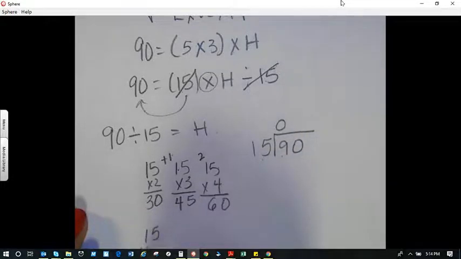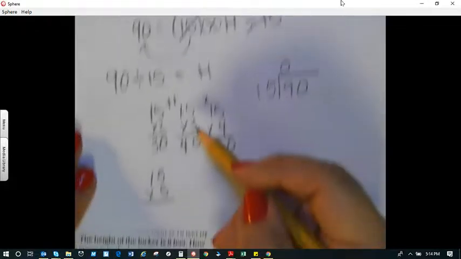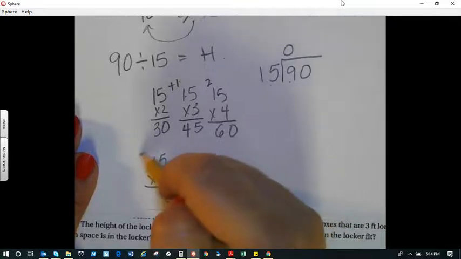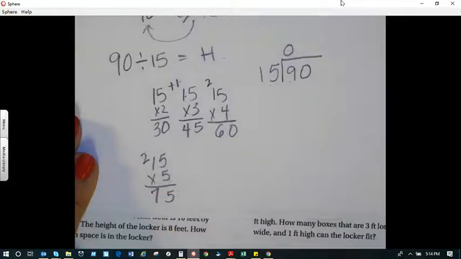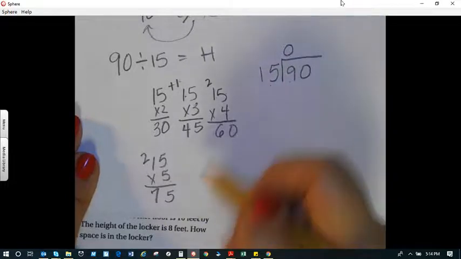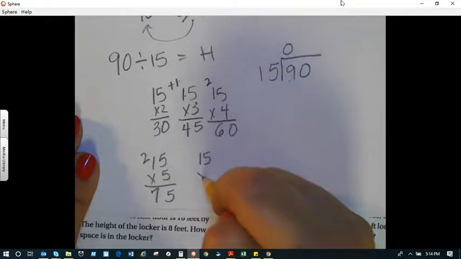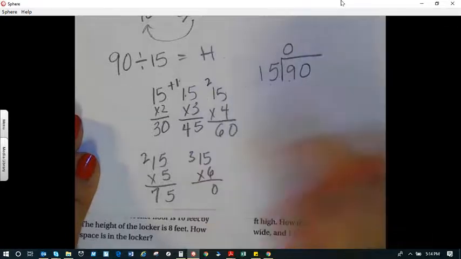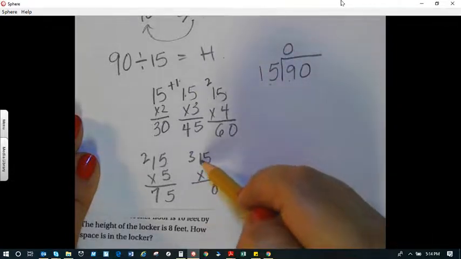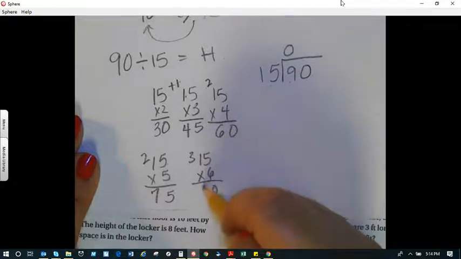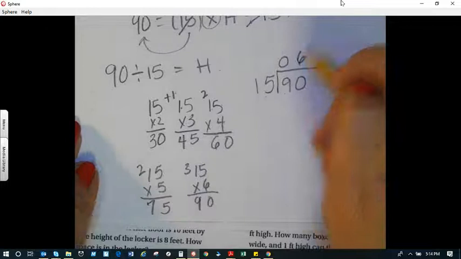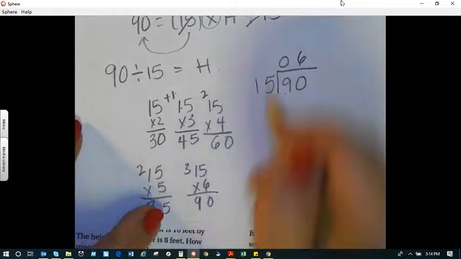15 times 5. Oops, let me move that up. 5 times 5 is 25. Regroup my 2. 5 times 1 is 5 plus 2 is 7, so 75. I can still add another group of 15 to it. So let me do 15 times 6. 5 times 6 is 30. Regroup my 3. 6 times 1 is 6 plus 3 is 9. And so I know that there's 6 groups of 15 that can go into 90.